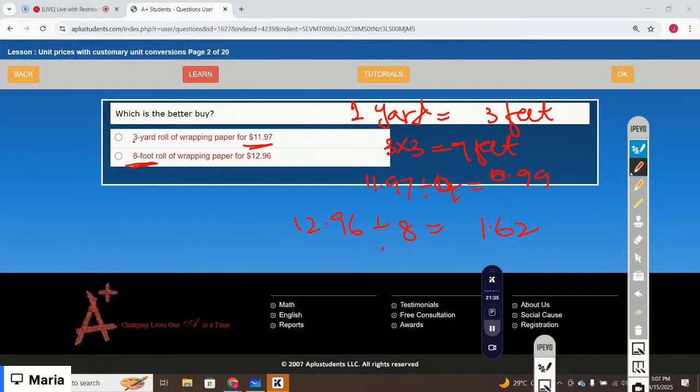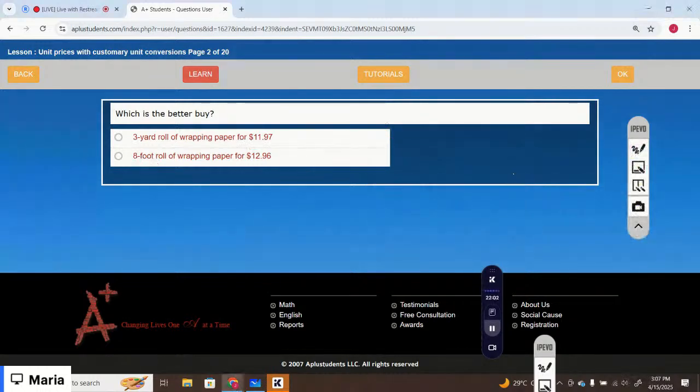So which is the better buy? The one with the less price is always the better buy. So the correct option is the 3-yard roll of wrapping paper for 11.97. Option number 1 is the correct option.